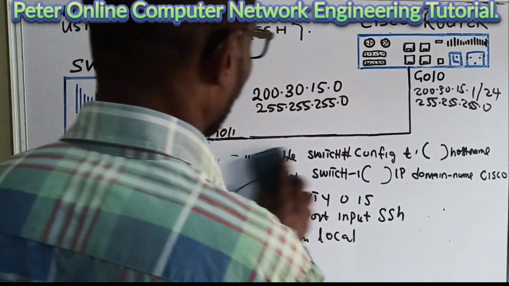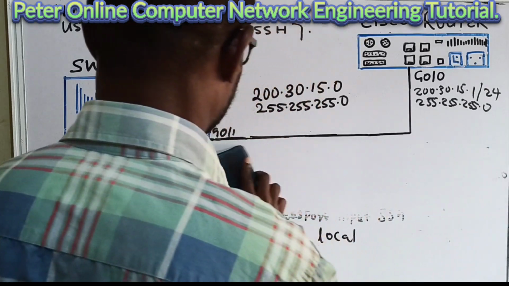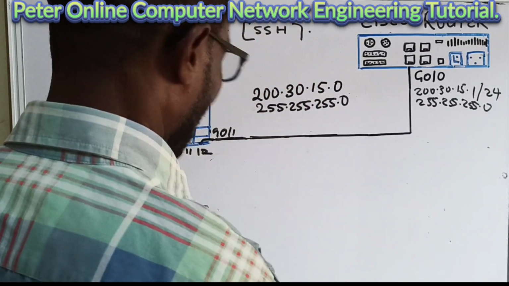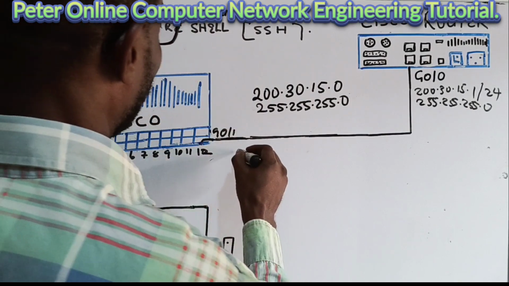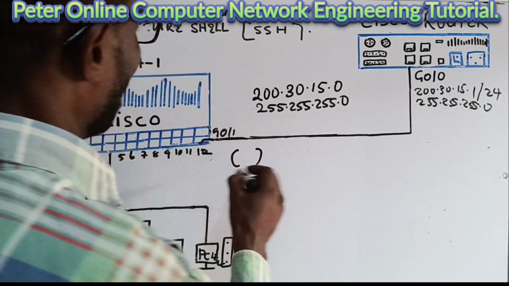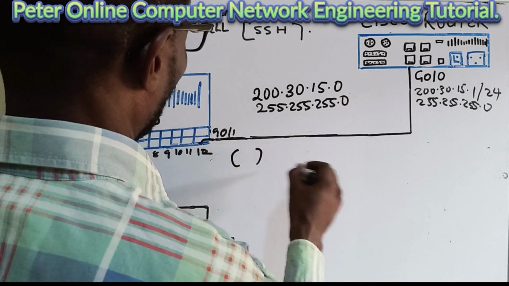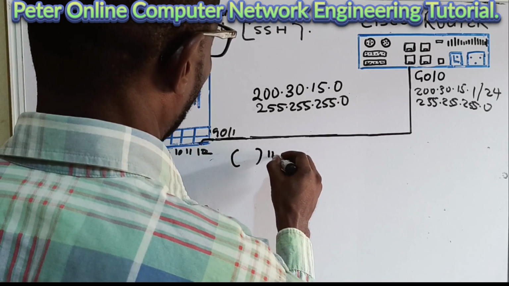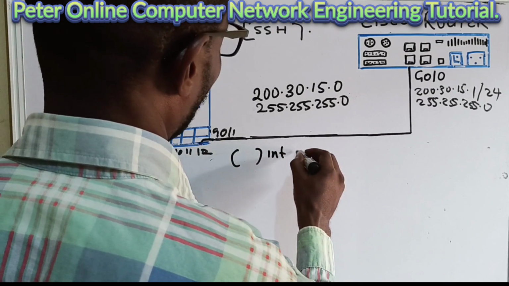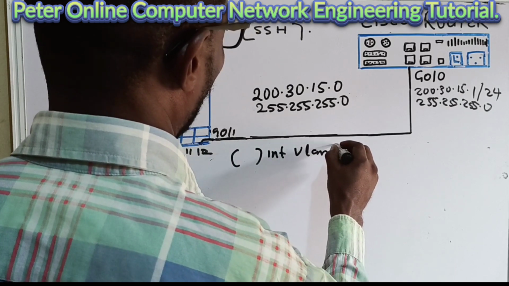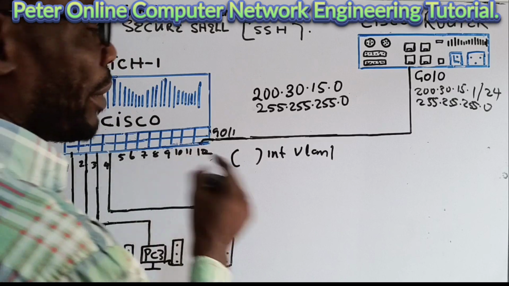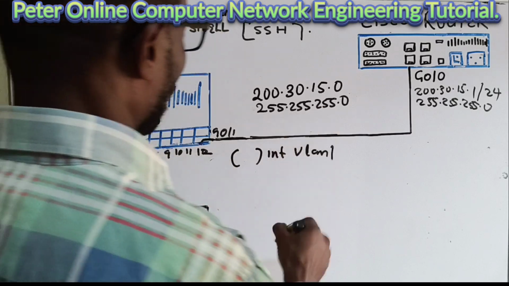You also need to configure this switch for remote access with an IP address. This is how to configure the switch with an IP address. In global configuration mode, you do interface, or int for short, vlan 1. VLAN 1 is the management VLAN, there by default. You hit enter.